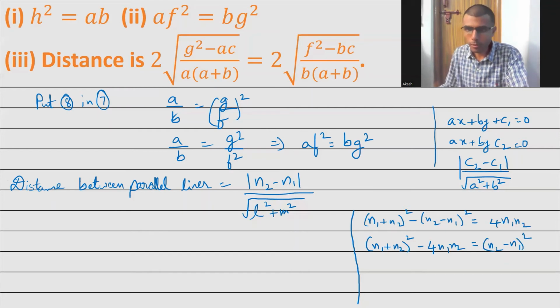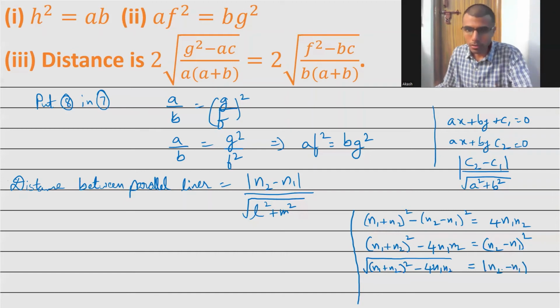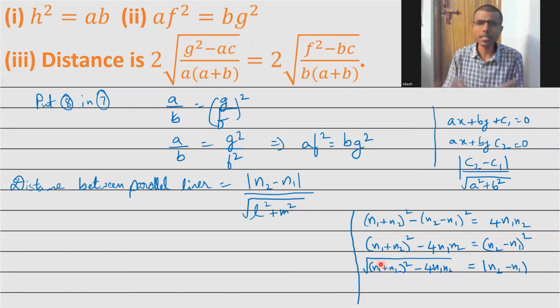Now I'm going to apply under root on both sides. So if I apply under root, what I'd get is under root of (n1 plus n2) whole square minus 4n1n2 is nothing but equal to under root of (n2 minus n1) whole square. See, the root of a square is nothing but modulus of a. So here I'd get modulus of n2 minus n1. So you see, in place of mod n2 minus n1, I'm going to put this. Now you guys might think, why did I do this entire thing? Okay, why am I doing this?